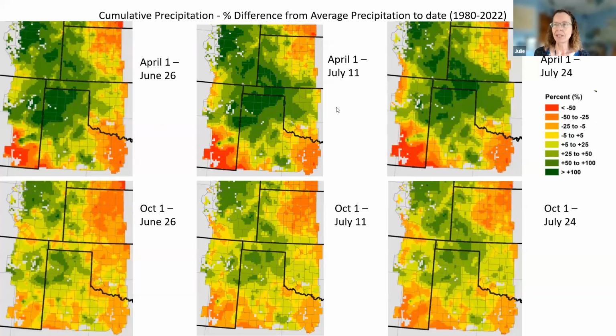So the top maps indicate total precipitation received since April 1st as a percent of the 1980 to 2022 average. These bottom maps represent the total precipitation received since October 1st as a percent of the 1980 to 2022 average. There's less of these darker green colors in the bottom set of maps because October 1st to April 1st time period was pretty dry for most of the area compared to the long-term average.